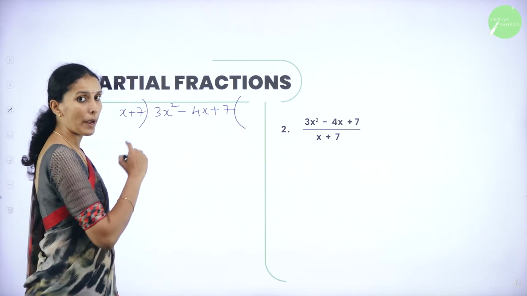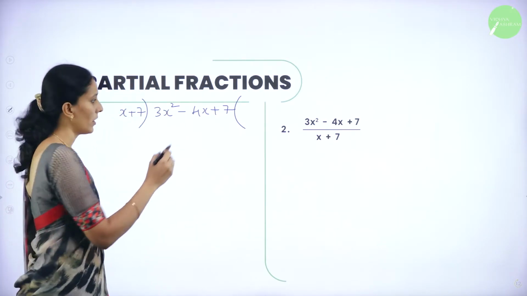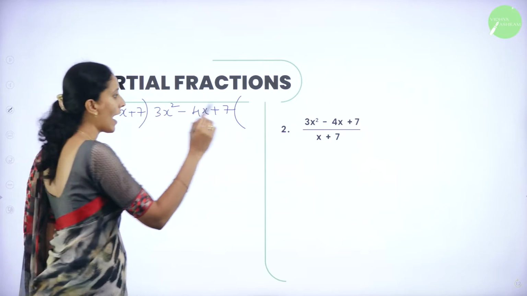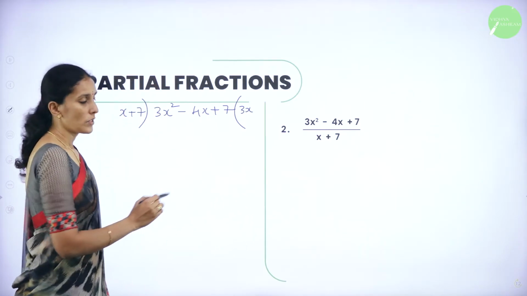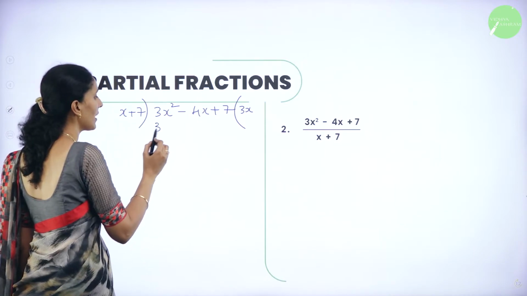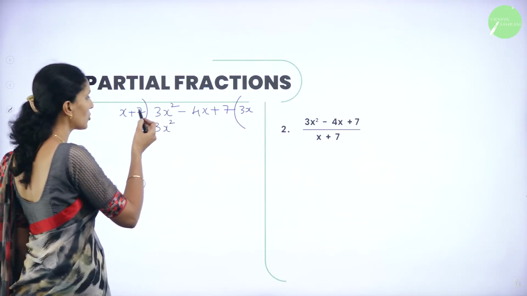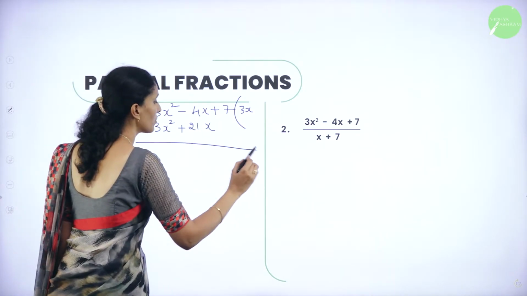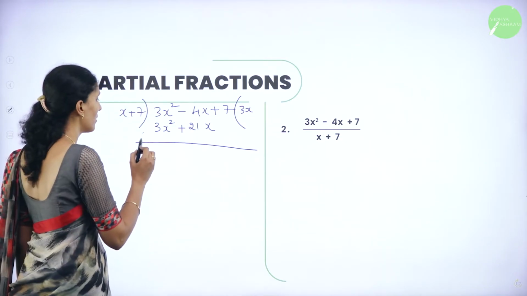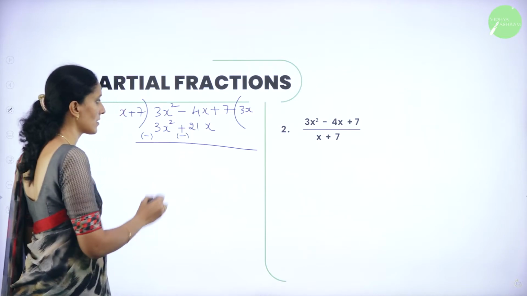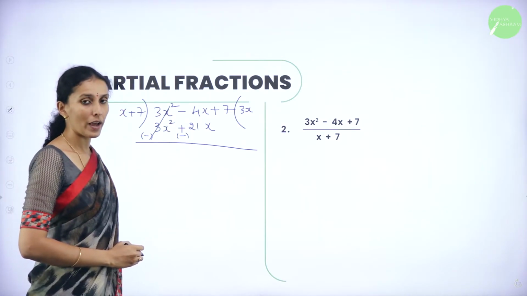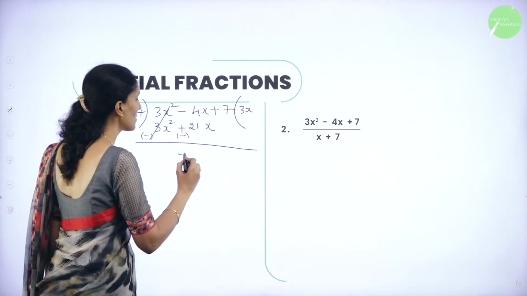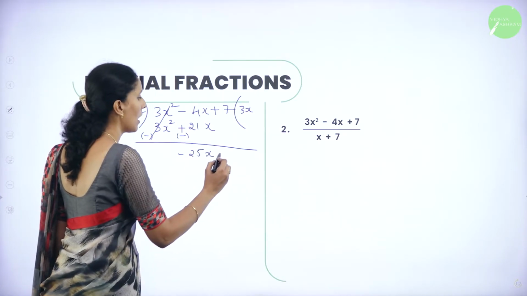How to divide it now? By multiplying so that the first term becomes the same. Here you have 3x square, here you have x. To make this 3x square, I need 3x. So 3x into x becomes 3x square. Next, 3x into plus 7 becomes plus 21x. Now we have to subtract, so change the sign to minus, minus. 3x square minus 3x square get cancelled. Both have minus sign, so we have to add. So this becomes minus 25x plus 7.